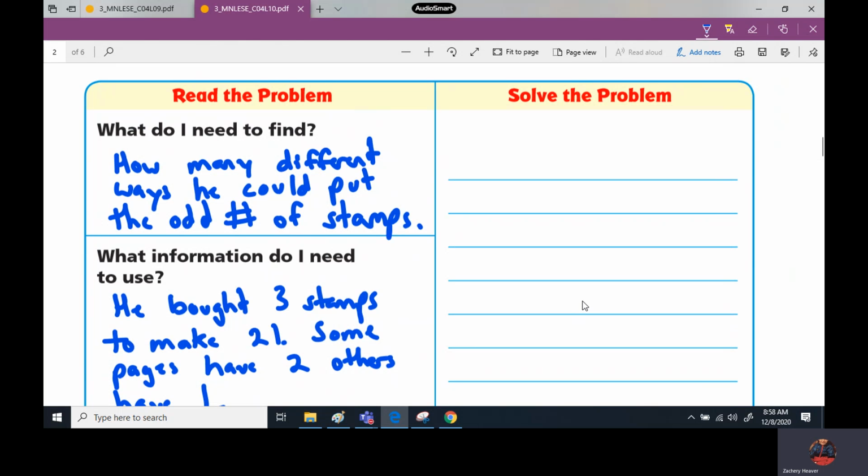I'm going to do P2, which stands for pages with 2. And then I'm going to do P1, which means pages with 1, and this is T for total, okay? So any number I put down here is going to be multiplied by 2. So let's do 10. And we know the total has to be 21, okay? So let's start with 10.